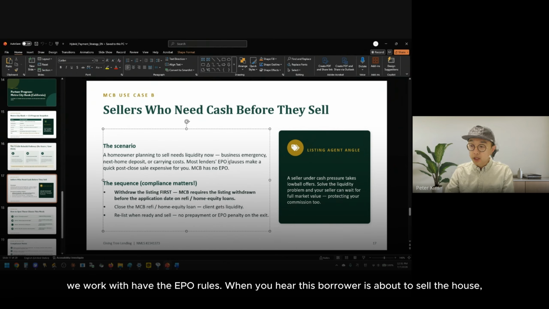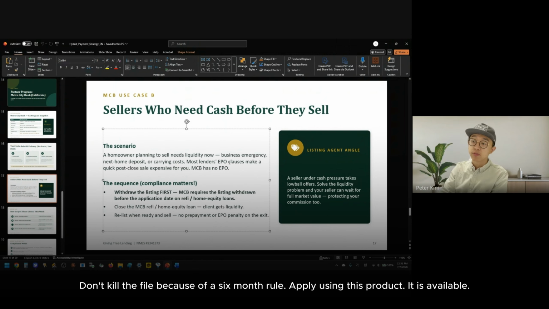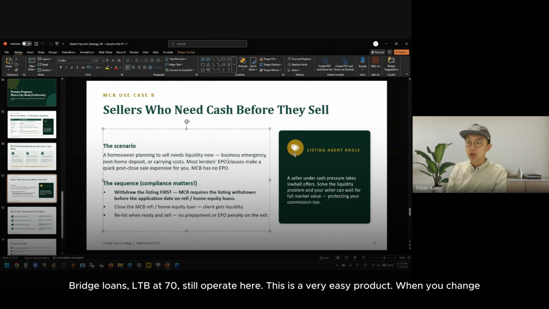When you hear that a borrower is about to sell the house, or a real estate company is asking for a bridge loan because they are trying to list the property, don't kill the file because of a 6-month rule. Apply using this product. It is available. For bridge loans, LTV at 70 still applies here. This is a very easy product.